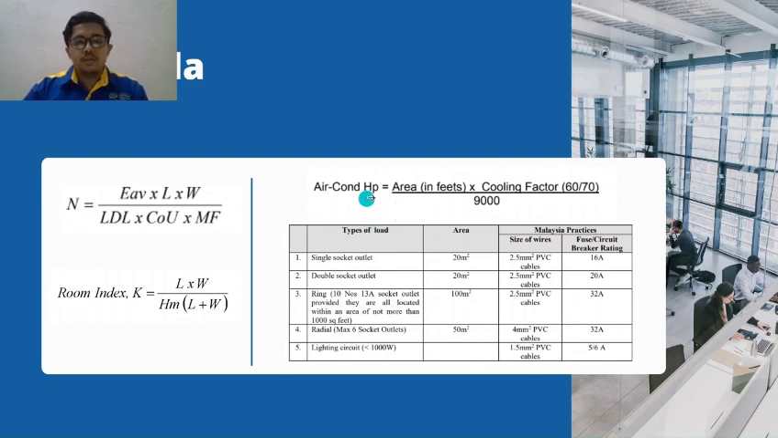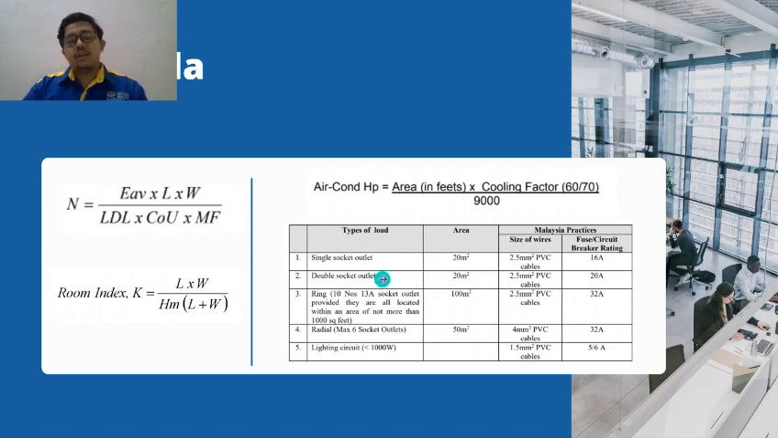For assignment 2, to get the aircon horsepower, we can use this formula, that is area in feet times cooling factor 60 or 70, divided by 9000. The 60 or 70 we can assume based on how many people use the room. If fewer people, we use 60, and if more people, we use 70.